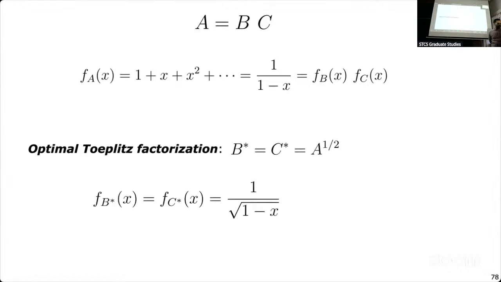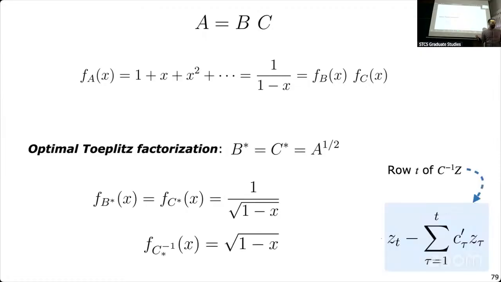Also, in our optimal factorization, I said B was equal to C. So the corresponding generating function is 1 by square root of 1 minus x, right? Similarly, if I want to take an inverse, because remember we wanted C inverse Z, that's the noise that we are adding. If we take an inverse, it's like taking a reciprocal of the generating function, right? So it's just square root of 1 minus x. That's the generating function we want to approximate.